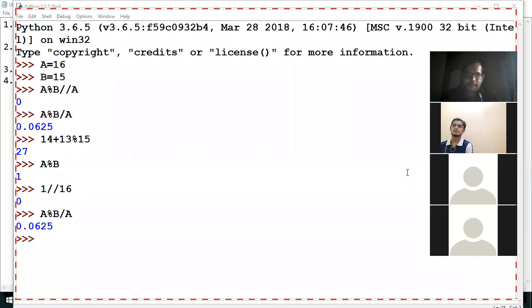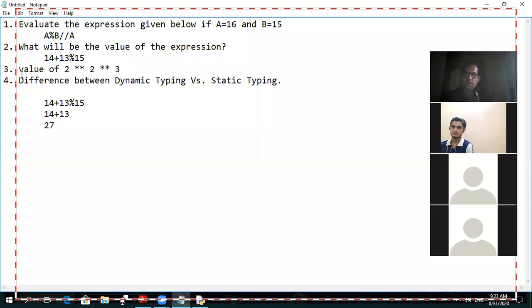Okay. Next, the third part. The third one is: what is the value of 2 asterisk asterisk 2 asterisk asterisk 3? Give your answer. Lokesh has given this answer. Sachin has given an answer.